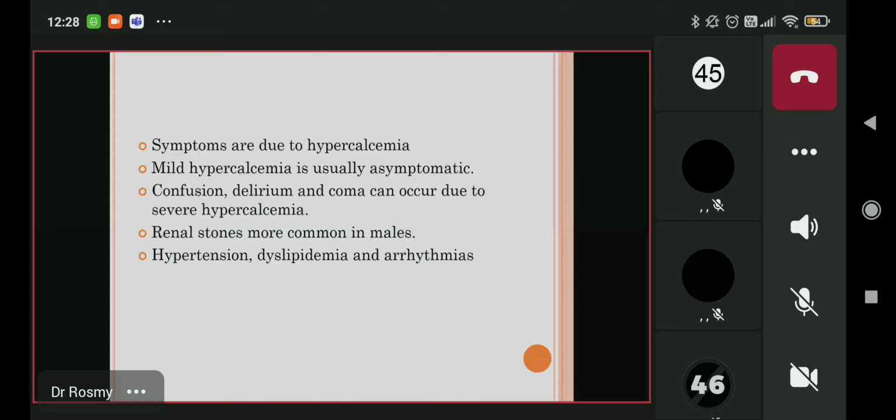Then for hyperparathyroidism, almost all the symptoms are because of hypercalcemia. The electrolyte which is producing these symptoms is calcium. And mild hypercalcemia is generally asymptomatic. So a lot of times when these patients come, they don't come for a symptom. Elderly women, or men, will come to the OPD with a set of investigations, saying that we got our complete profile done, we have no other illness, it's just that this value is showing high in the report, because always the normal ranges are provided in the report.